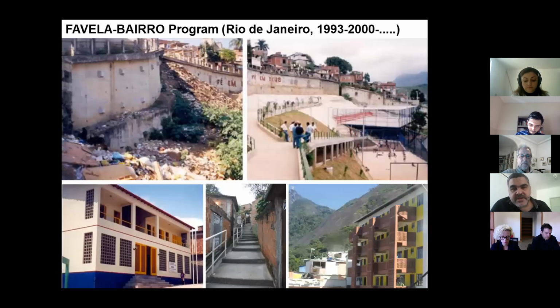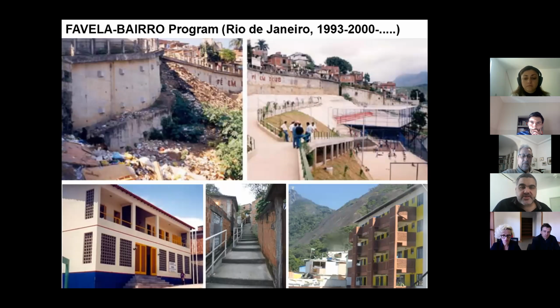These are some images on the top. What was a non-used place, a residual space where people used it to put garbage, was transformed in a kind of a park with sports courts, football court. In the bottom, you can see intervention in stairs, new buildings housing kindergartens and schools and health center, etc.